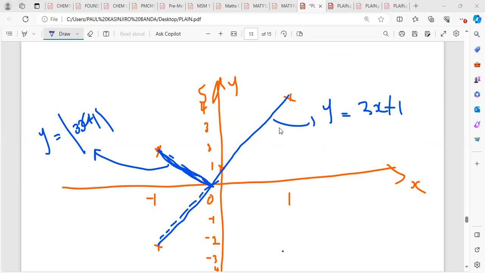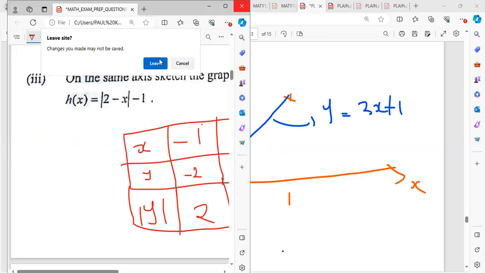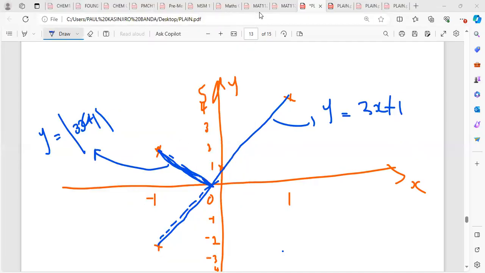My screen has gone. Okay. Now, what can you see on my screen? Can you see the question or the solutions? The solutions. Okay.